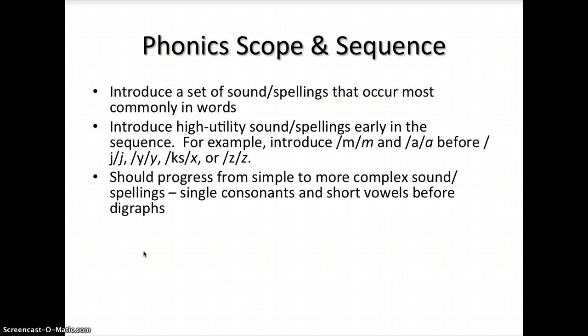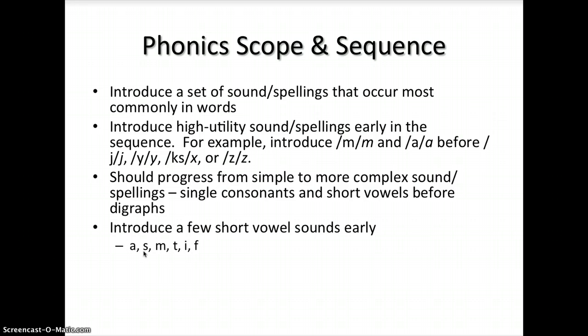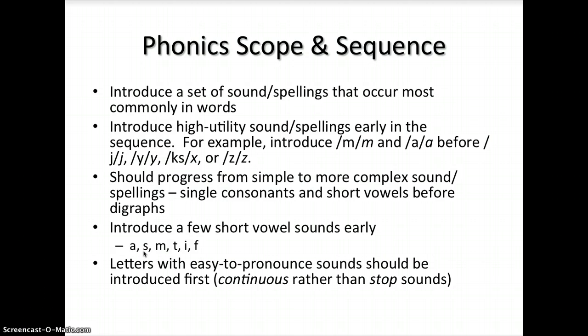We're going to also think about progressing from simple to complex. So we're going to teach single consonants and short vowels before we get into digraphs. We're also going to make sure that we introduce some short vowel sounds earlier on. And if we stop and think about that, I think you'll understand why. We need to be able to make words, and consonant, vowel, consonant words are the simplest type of words that we'll use to teach reading to our students. And we have to have a vowel in order to teach those words.